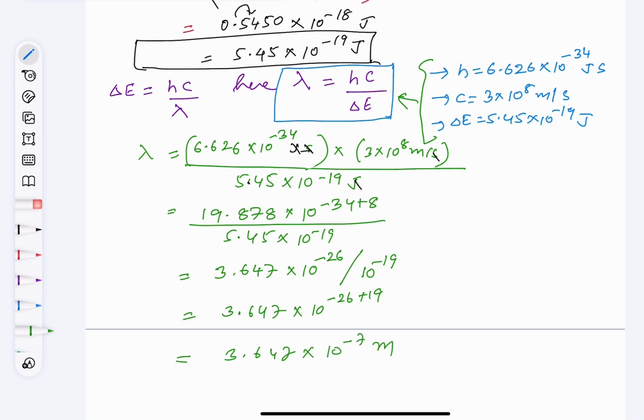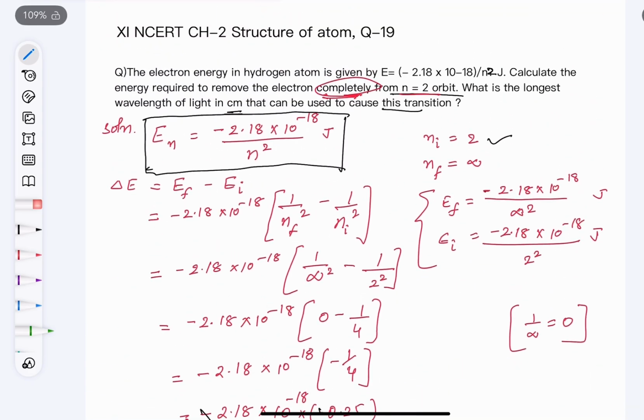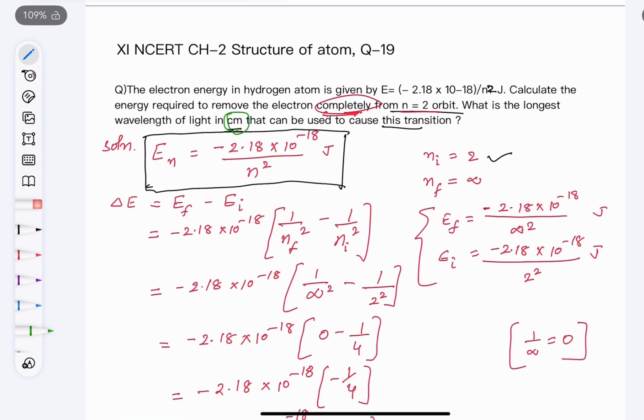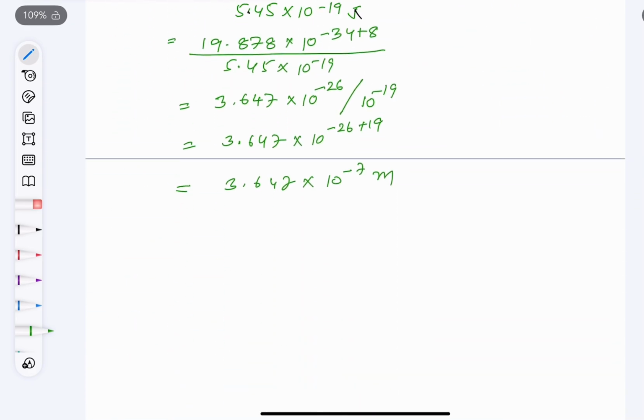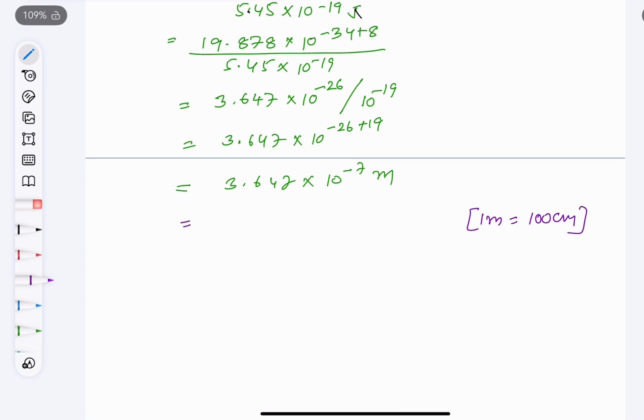I told you it would be in meters, but if you look at the question, they are asking for centimeters. So now we know the relation between meter and centimeter. We are aware that 1 meter is equal to 100 centimeters. So here we will convert this meter into centimeter. We will write 10 to the power of minus 7, which you already have, and multiply that with 10 to the power of 2 centimeters, because 1 meter is 10 to the power of 2 centimeters. Fine.